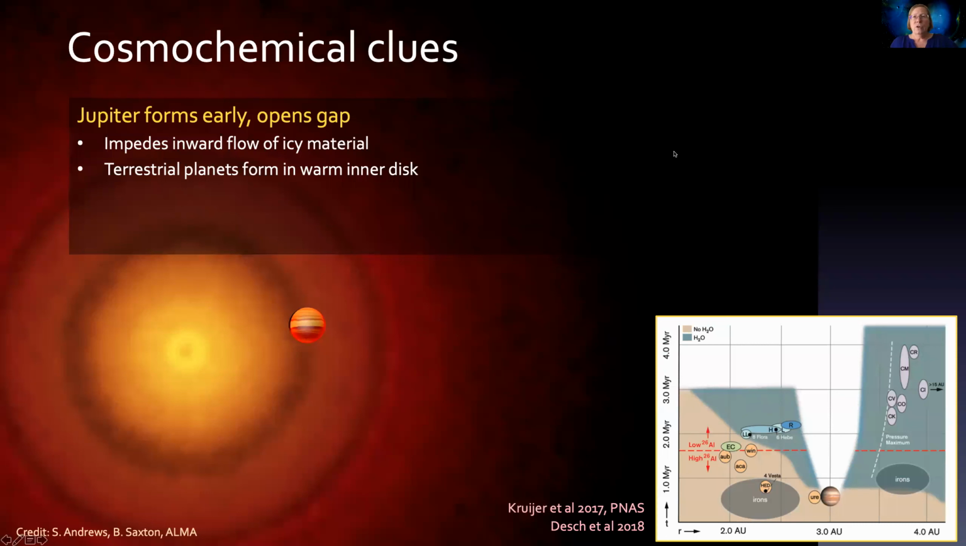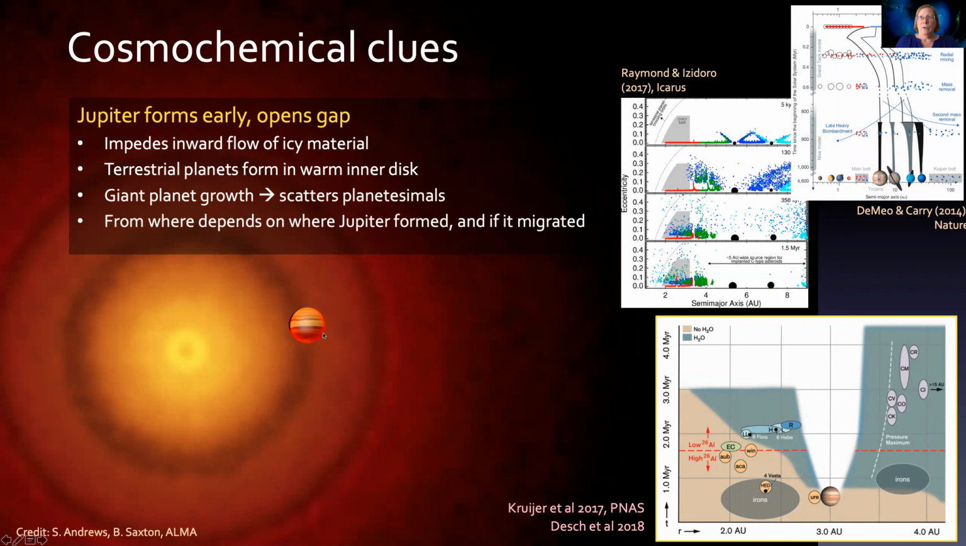So looking at this in terms of the ALMA schematic, where we see in other planetary systems these disks that have opened up. Suppose Jupiter forms early, opens up a gap. It impedes the flow of icy material inwards, but Earth forms in the inner disk where it's warm and presumably dry.